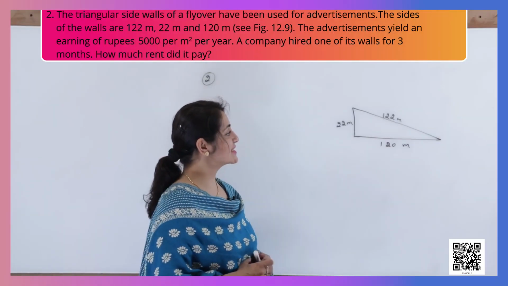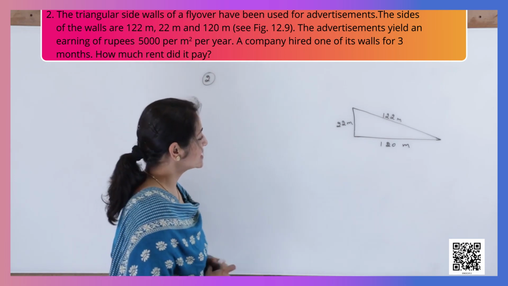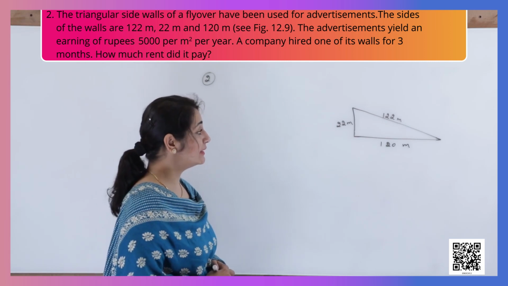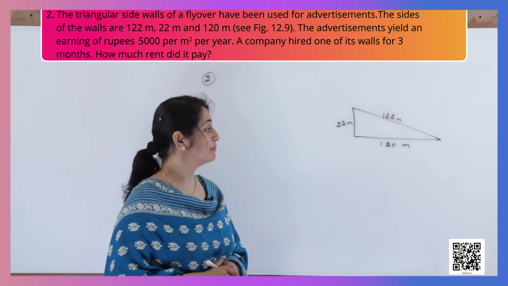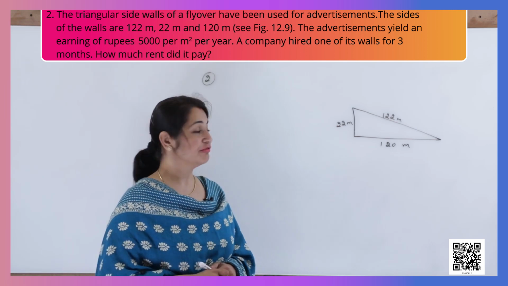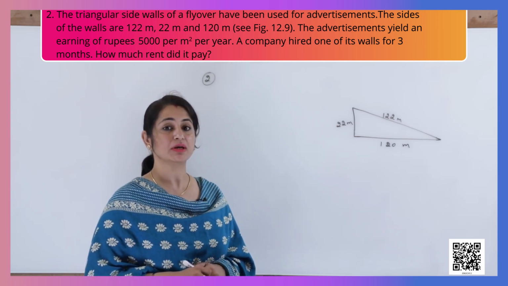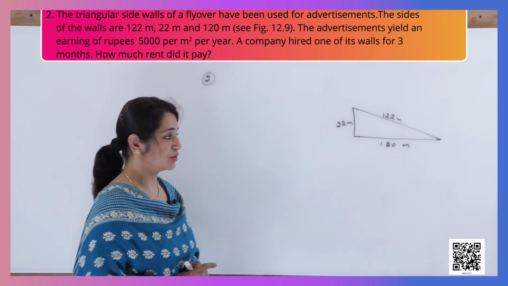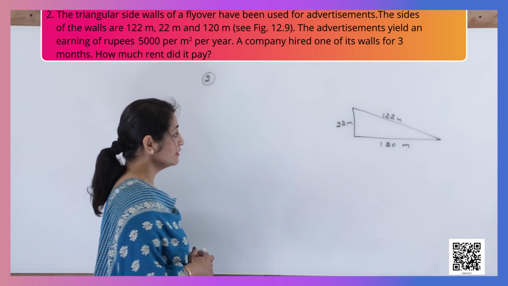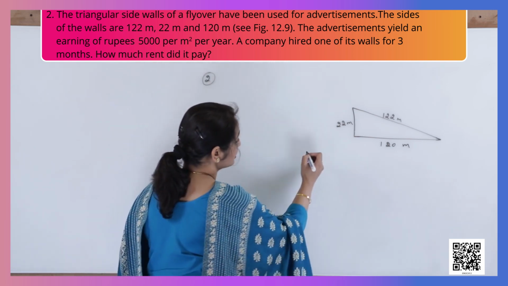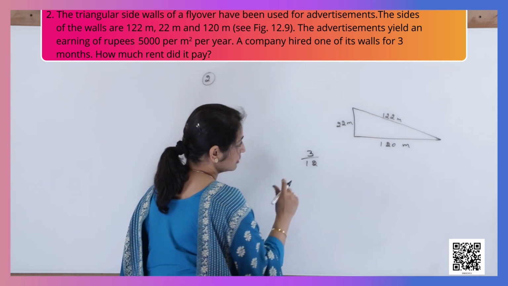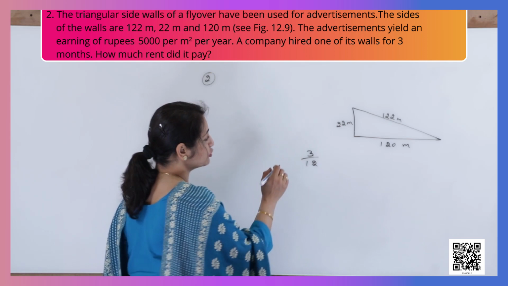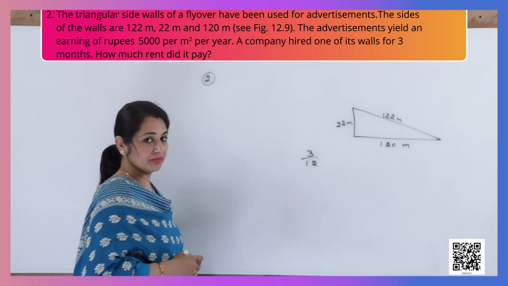So suppose this is the side wall of the flyover. Its dimensions are 120 meters, 122 meters and 22 meters. Now it yields an earning of 5,000 per meter square per year. We must notice that the rate here is given per year, whereas that company has hired the wall for 3 months only. So for the answer, we will have to multiply the rupees with 3 upon 12, because the answer will be meant for 12 months. To make it 3 months, we will have to multiply the same with 3 upon 12. Let's see how.